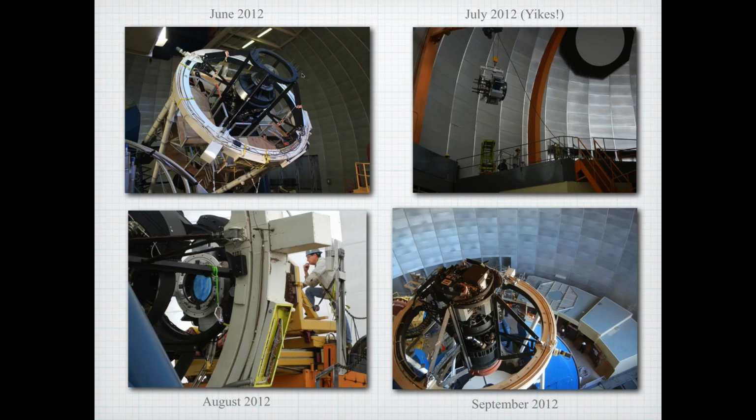So June of 2012, the cage was installed on the top end of the telescope. July 2012, the picture on the top right, that's $80 million of stuff hanging from a wire just before being installed. And then nothing broke. Everything was installed successfully. In August 2012 picture, you can see the focal plane on the top end of the telescope. And in September 2012, we actually started taking data on this. So 4 years ago.